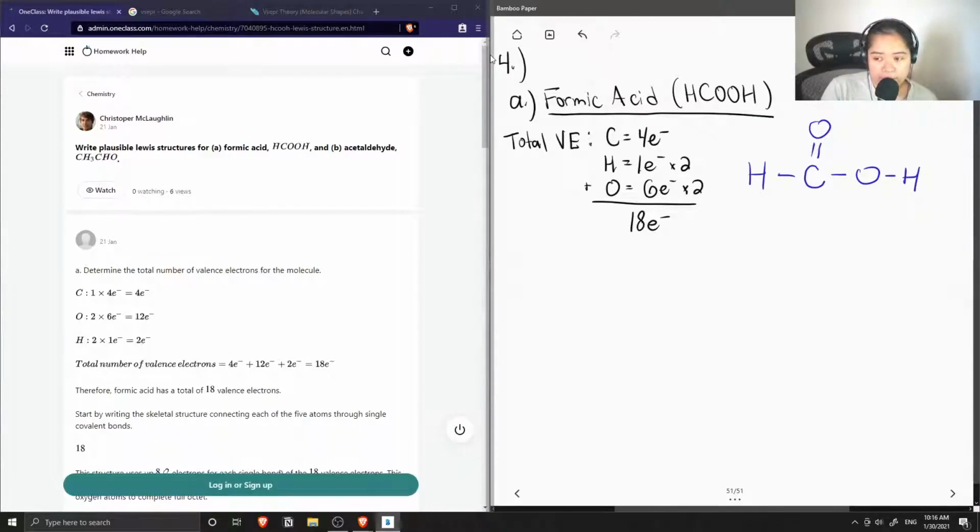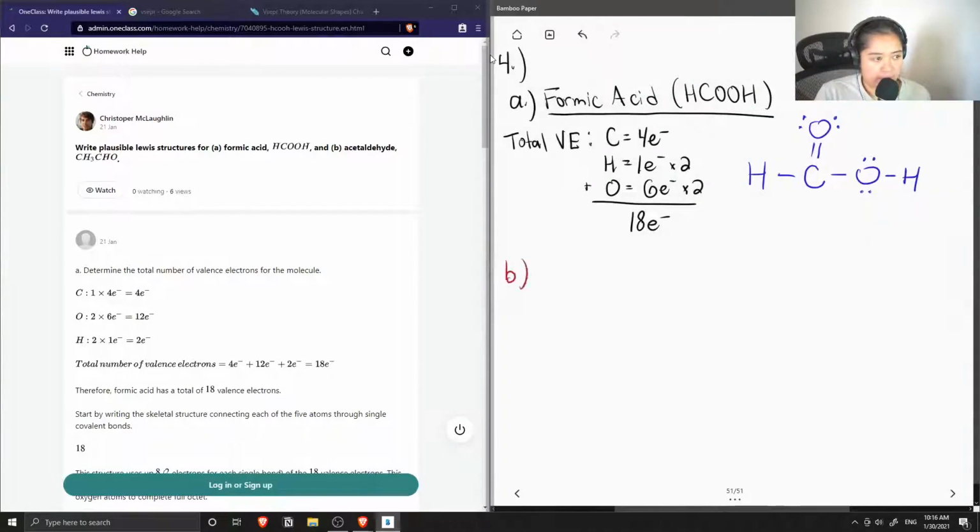So now if I wanted to find out how many electrons I've drawn so far, I'm going to count how many bonds we have. So we have 5 bonds, and each of these bonds contains 2 bonding electrons. So I only have 10 out of the 18 electrons drawn so far. So for the remaining 8, I can place them as lone pairs on both of my oxygen atoms. Okay, so this is the Lewis structure for formic acid.